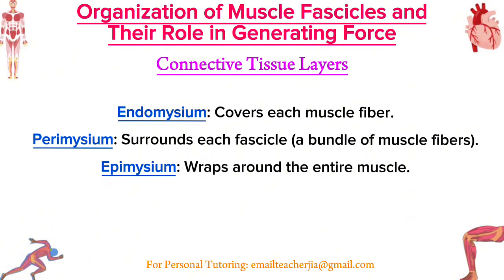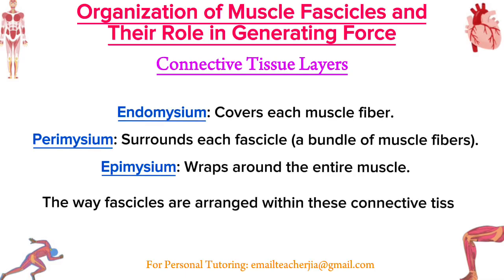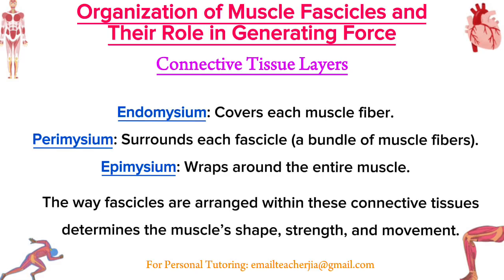So a fascicle is a bundle of muscle fibers. Endomysium is a layer that covers each muscle fiber. Perimysium surrounds each fascicle. Epimysium wraps around the entire muscle. The way fascicles are arranged within these connective tissues determines the muscle's shape, strength, and movement.